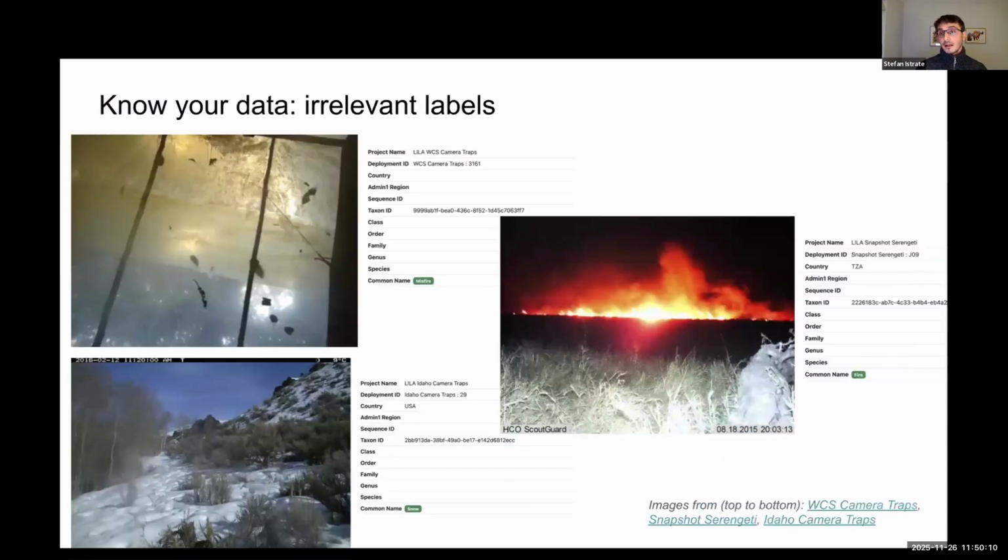So, for example, if you ever decide to build your own classifier, it's good to know that some labels are not relevant for your problem. In this case, for example, we have fire or snow conditions that were not relevant for the detection that we wanted to have. So in our case, we removed those. You could very well decide to rewrite those labels as just being blanks. There's no animal present.